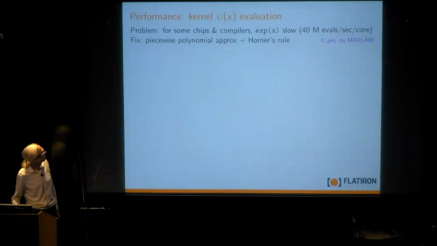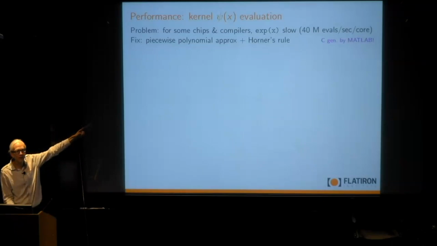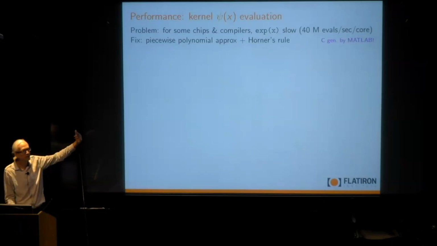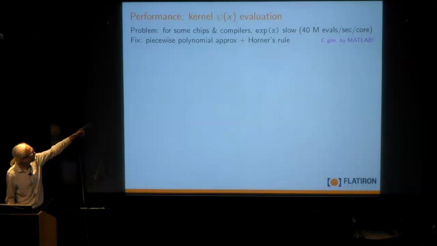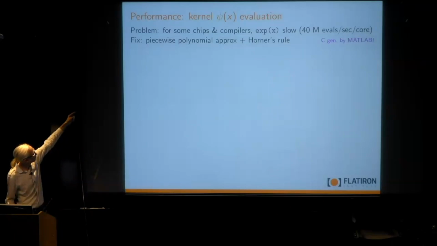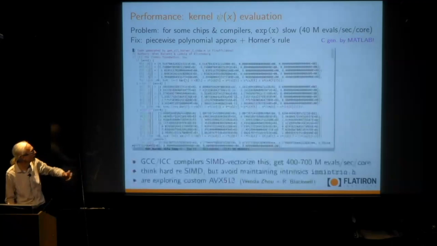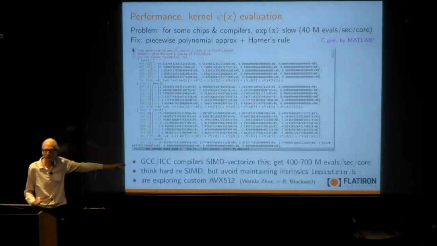Okay, so let's get into performance aspects. I was very happy that I'd made a kernel that required exp as the main operation. However, that was not that fast. If you have GCC, you only get 40 million evaluations per second per core. So then it was suggested to me, actually by Vladimir Rokhlin, that a piecewise polynomial approximation would be a much better way to evaluate this function. And so I wrote C code, and MATLAB code to generate C code, that spits out the coefficients of such approximations.